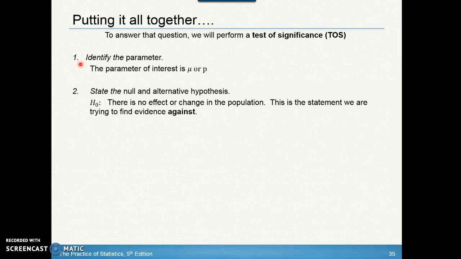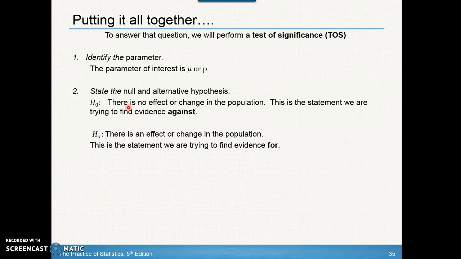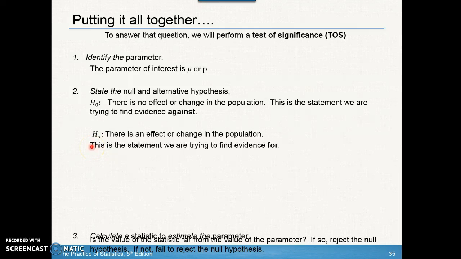Okay, we're going to state the null and alternative. Remember, the null is there's no effect or change. This is what we're trying to find evidence against. The alternative is there is some effect or change, and you're going to want to read the question to figure out how you're going to answer this.